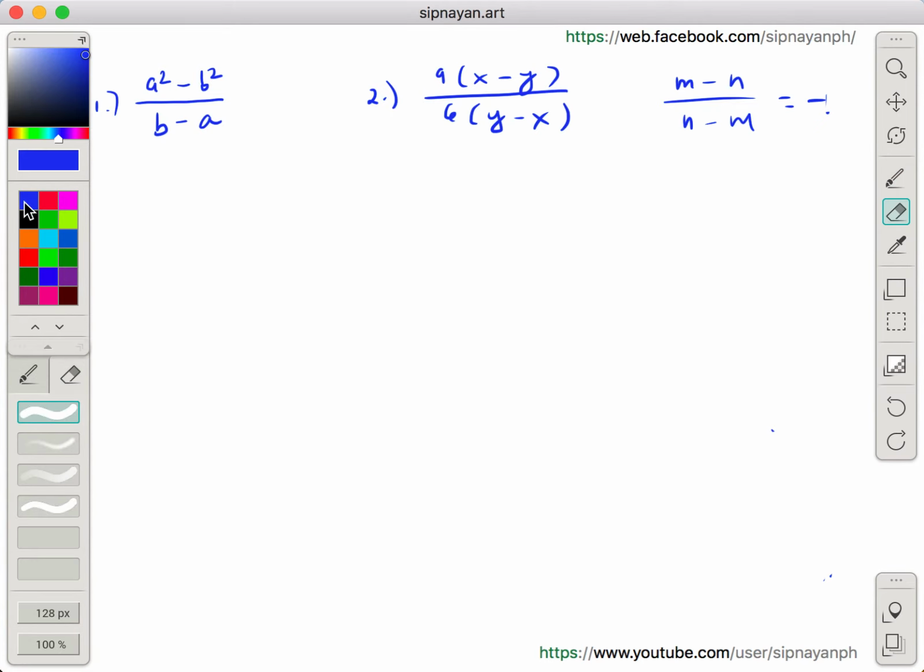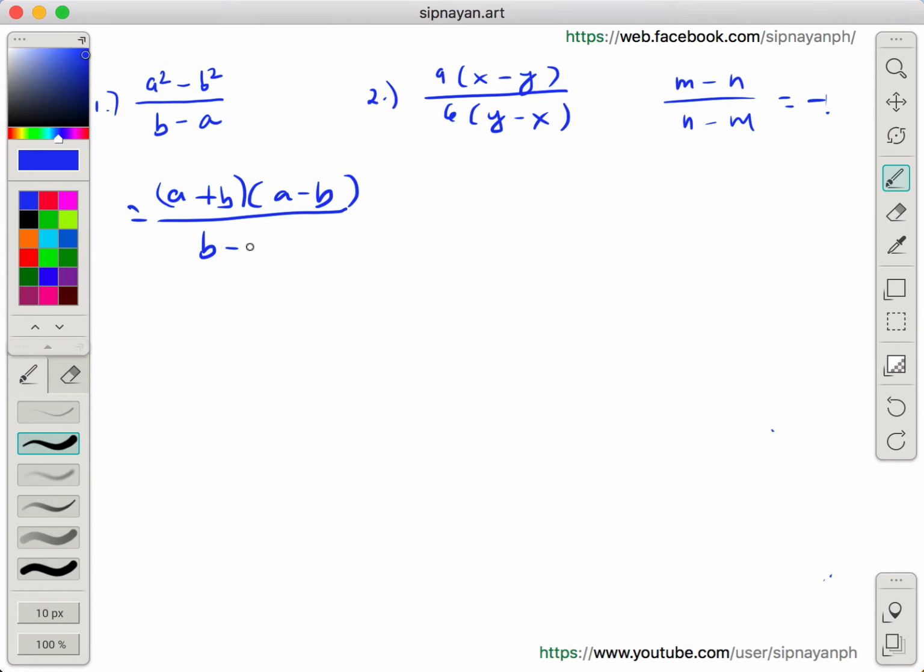Problem such as this, for example, we have a squared minus b squared over b minus a. So, this is a difference of two squares, magiging a plus b times a minus b over b minus a. And since a minus b over b minus a is equal to negative 1, magiging a plus b.